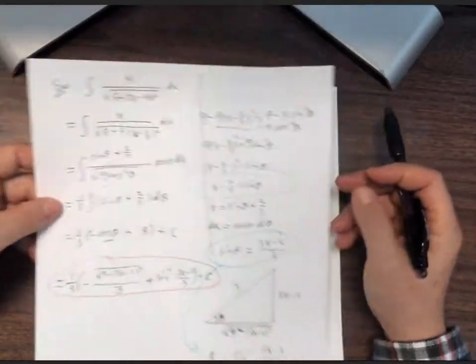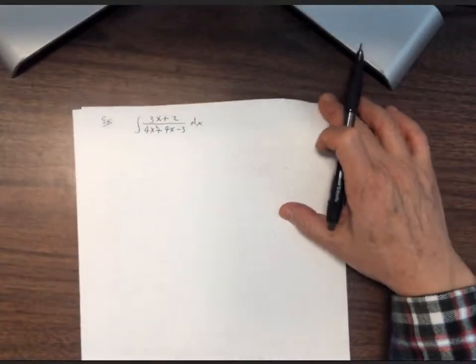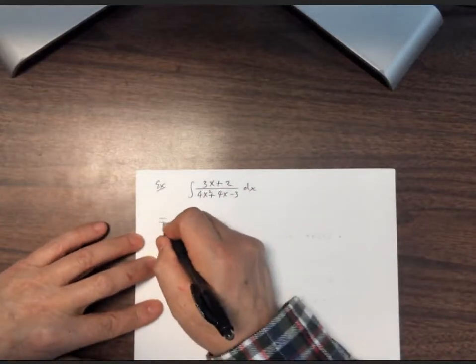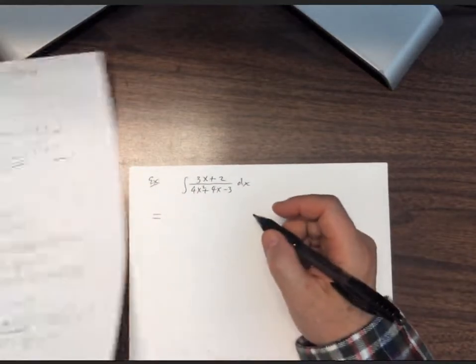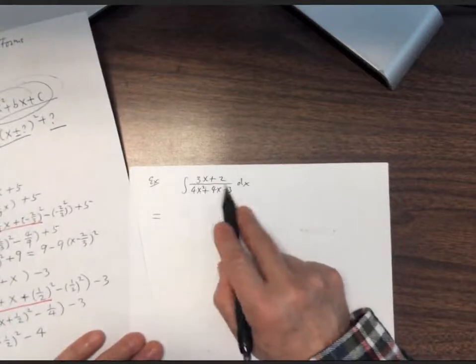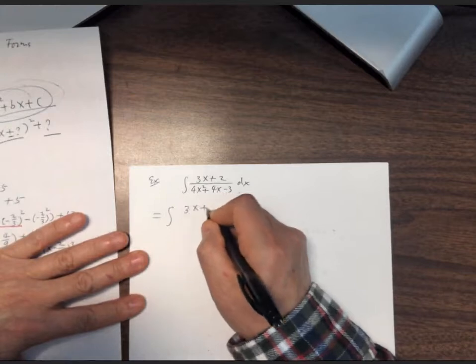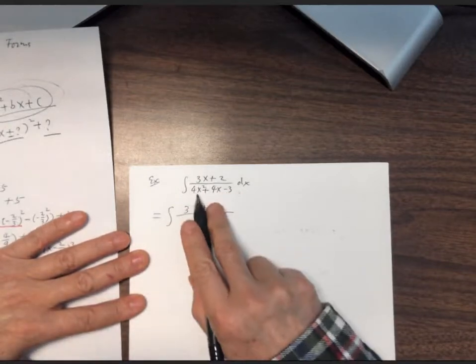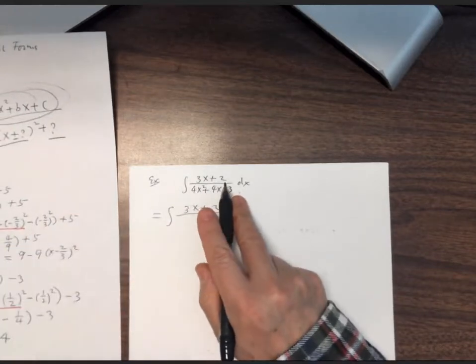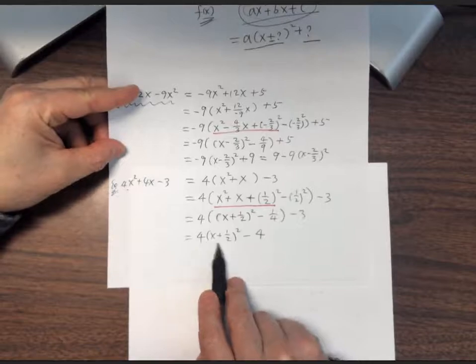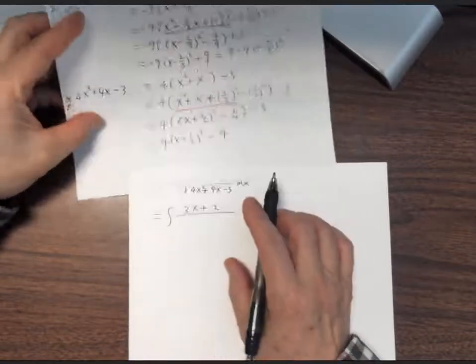Alright, let's see another example. Again, I already worked out the algebra needed to complete the square here. According to our earlier work, the 4x squared plus 4x minus 3 is the same as this square minus 4.